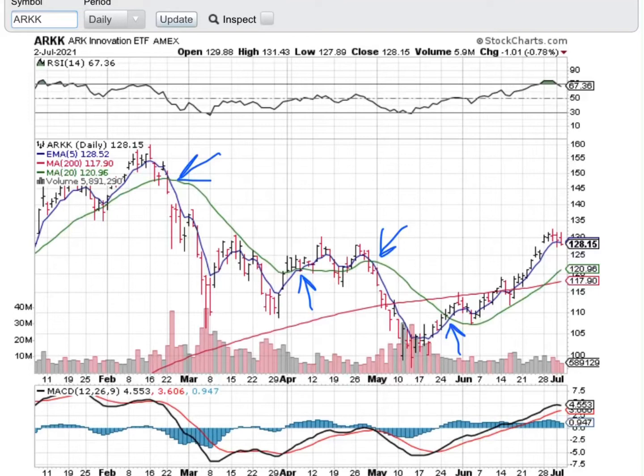Now take a look at the second and third arrows that I drew. The price broke up above it and then went right back down. So you have to be prepared for this as a trader. You would buy on the second one, and you have to be watching this thing every day because on the third one, it broke back down.